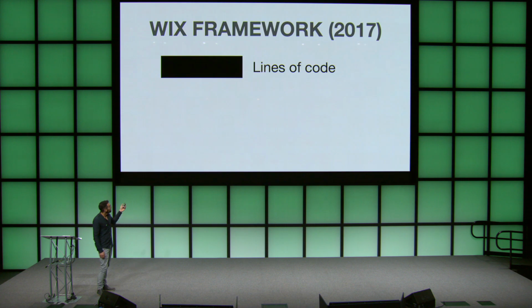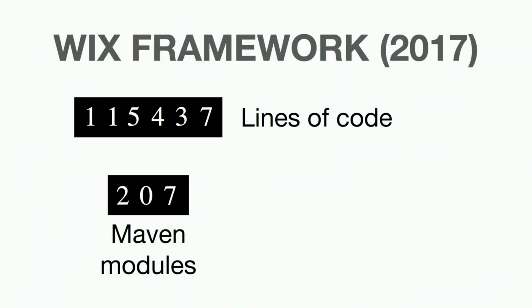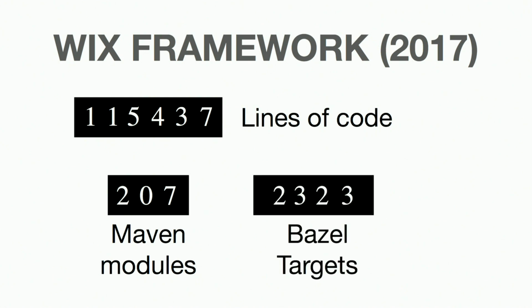A story from 2017. We took Wix framework, one of the larger Git repositories we had, with over 100,000 lines of code, 200 Maven modules. Framework at Wix is basically a set of libraries and utilities that are used throughout all of our microservices. And we migrated it with Exodus. We got to 2,300 Bazel targets.